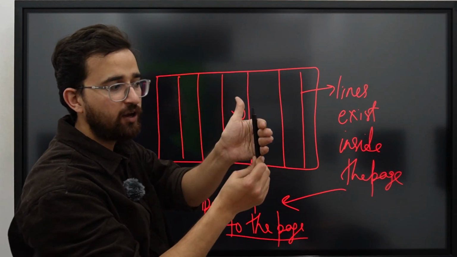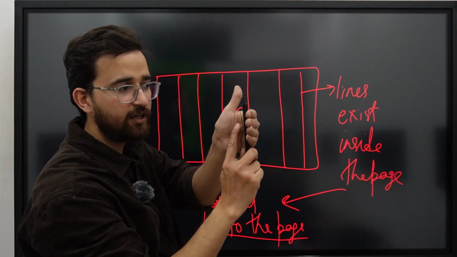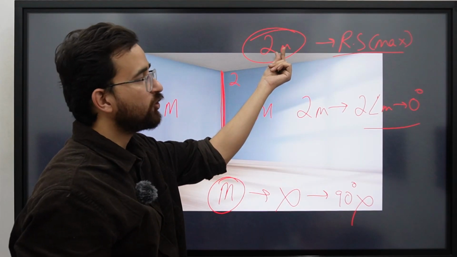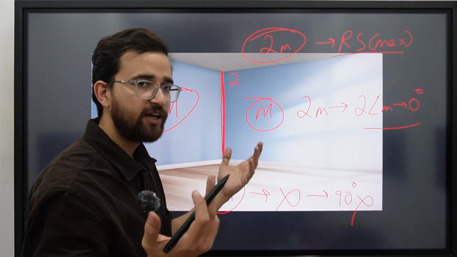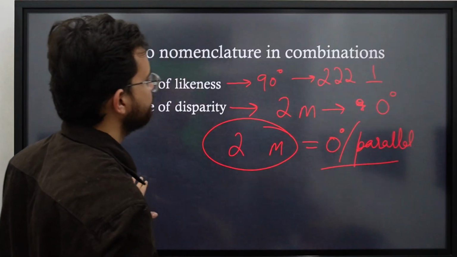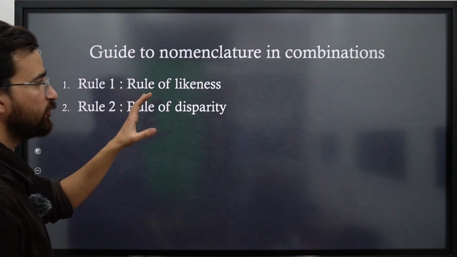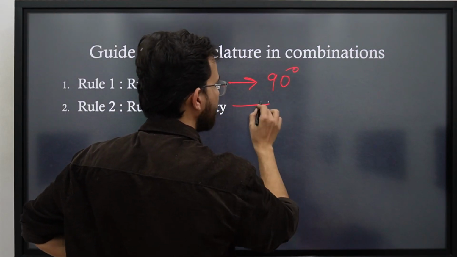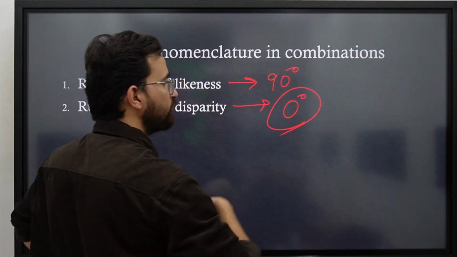Okay. So in your house, in your room, you have something like this. One mirror plane is here, another mirror plane is here. Because I just want to imagine one mirror plane, you can choose any of these walls and that would be perfectly fine. So I hope you would be able to remember the rule of likeness says the angle is 90, whatever we discussed. The rule of disparity is exactly opposite to it.